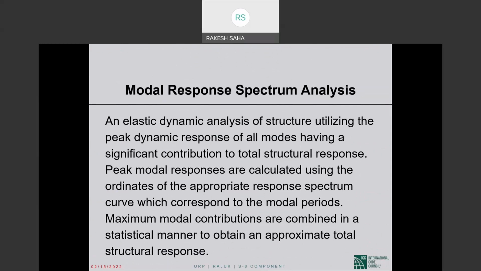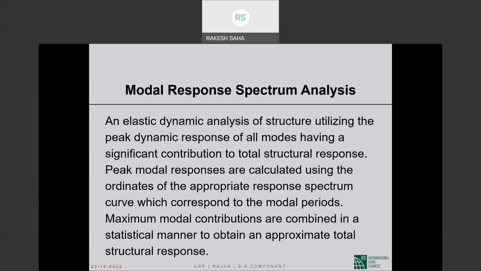The next thing: an elastic dynamic analysis of structure utilizing the peak dynamic response of all modes having a significant contribution to total structural response. That is kind of the definition of modal response spectrum analysis. An elastic dynamic analysis of structure utilizing the peak dynamic response of all modes.